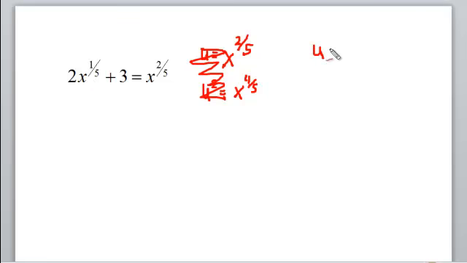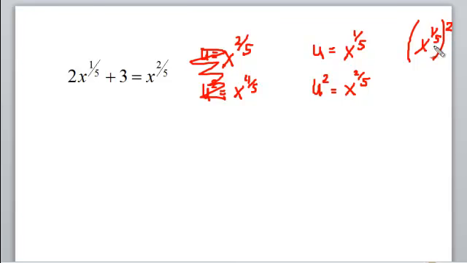What if u is equal to x to the 1/5? Then that means u squared would equal x to the 2/5, because if you square it, x to the 1/5 squared means you multiply the exponents, and that would be your 2/5. So we put the u in, so that would be 2u plus 3 equals u squared was our substitution there.